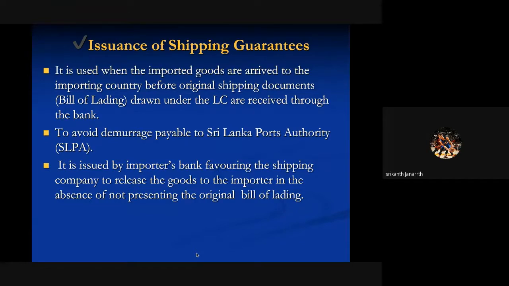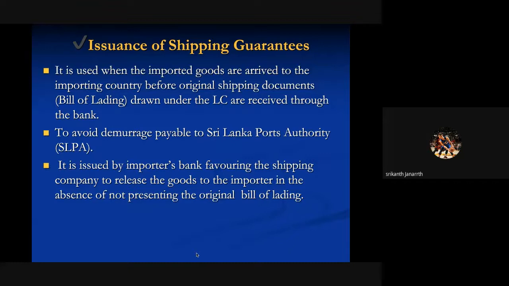Shipping guarantees, I think we learned in the previous session, are used in the absence of the original bill of lading, when the importer's consignment arrives and the relevant documents have not come through the banking channel. Shipping guarantees are generally involved with letters of credit only. Banks do not generally give any shipping guarantee for DP and DA, right? For letters of credit, yes, because the bank opens the LC and the goods are also consigned to the bank.